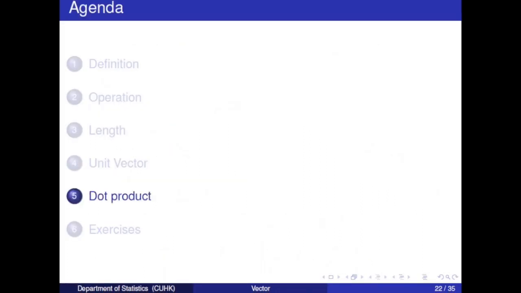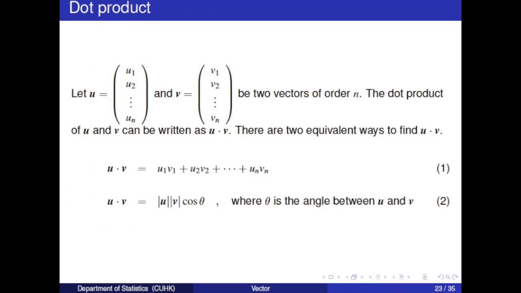Dot product. Let U and V be 2 vectors of order n. Please note that their orders should be the same. The dot product of U and V can be written by U dot V. There are 2 equivalent ways to find U dot V. The first way is to sum up the product of corresponding elements of U and V. The second way is the length of U times the length of V times cosine theta, where theta is the angle between U and V.